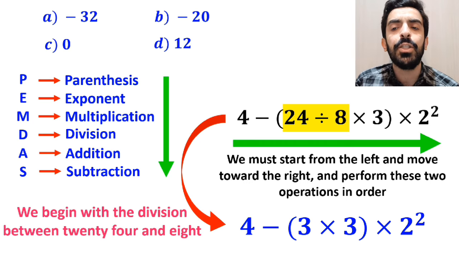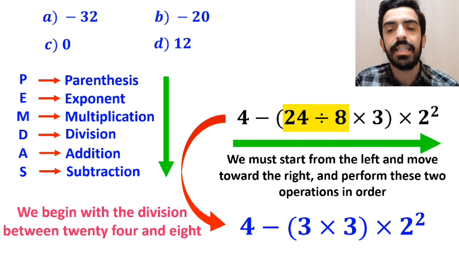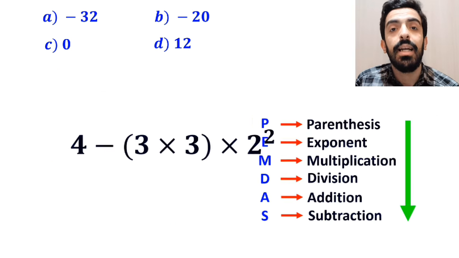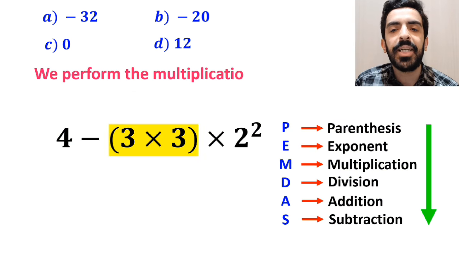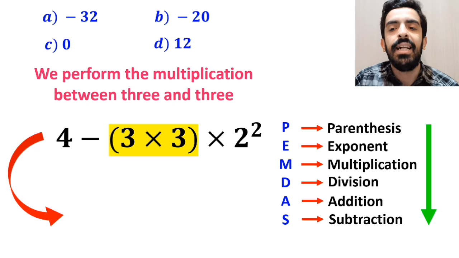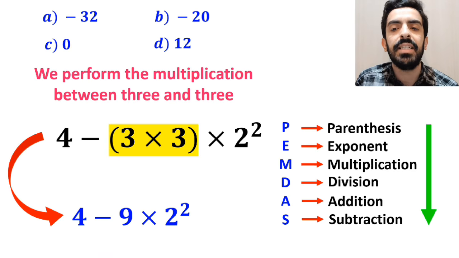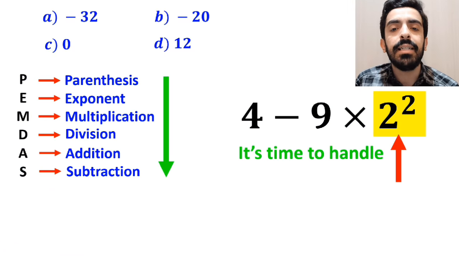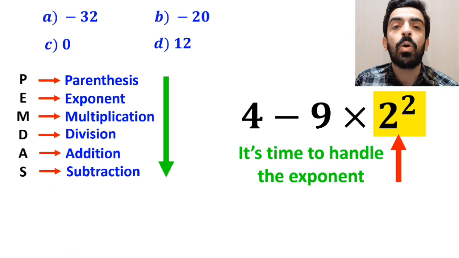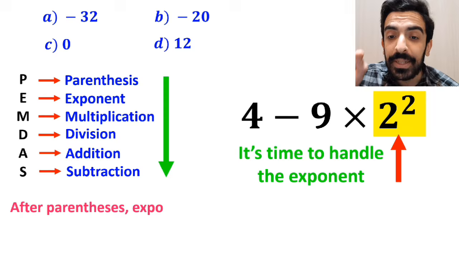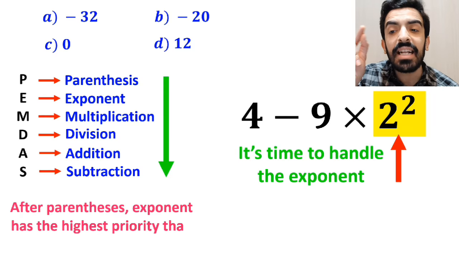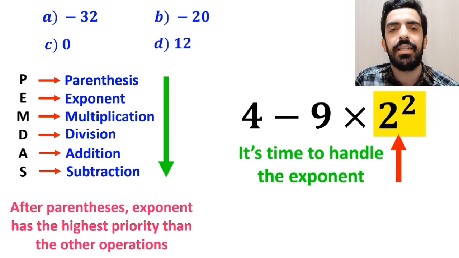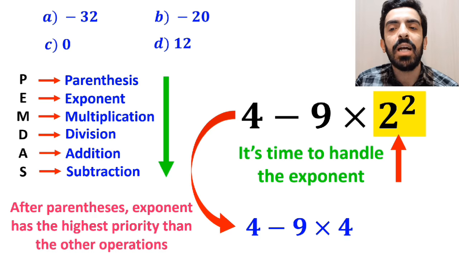And this expression simplifies to 4 minus 3 times 3 inside the parentheses and then multiplied by 2 squared. And the next step, we perform the multiplication between 3 and 3 and write this expression as 4 minus 9 multiplied by 2 squared. And the following step, it's time to handle the exponent because according to the PEMDAS rule, after parentheses, exponent has the highest priority among the other operations. So, this expression becomes 4 minus 9 multiplied by 4.